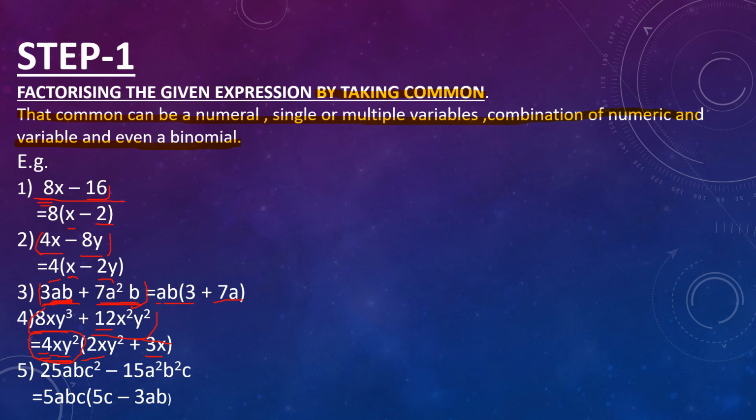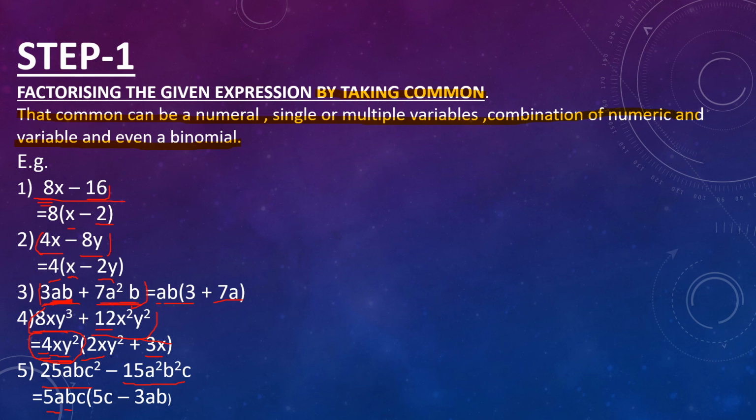Coming to fifth question, 25abc square minus 15a square b square c. 25 and 15, the HCF of these numerics is 5. Fine. Now a square, least power is a, so we will take a common. B square, so we will take b common.